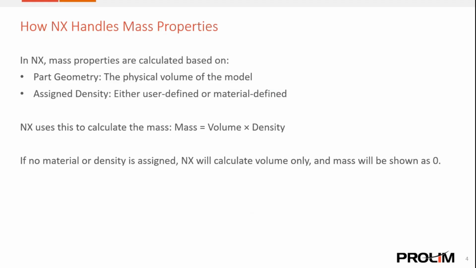Now, let's talk about the most basic method, sorry, I should have covered this in the previous slide. This is how NX handles mass properties. In NX, mass properties are calculated based upon your part geometry, the physical volume of the model, and your assigned density, which is either user-defined or material-defined, and NX uses this to calculate your mass. Density is your mass over your volume. So to find out your mass, you take the volume of your specific part multiplied by the density of the material. And of course, if no material or density is assigned, NX will calculate the volume only, and the mass will be shown as 0.